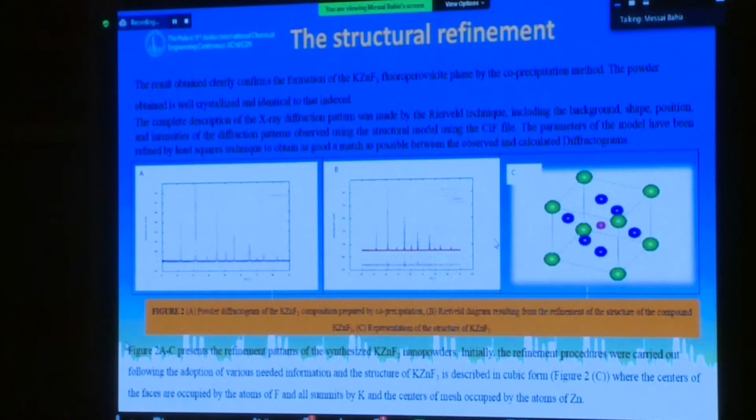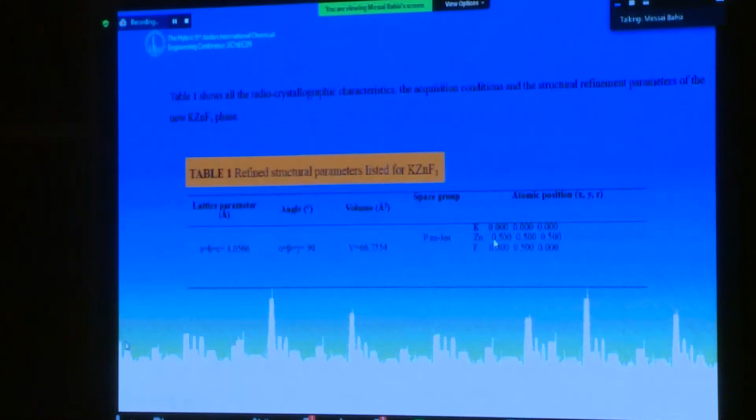Table number 1 shows the radiocrystallographic characteristics and the accuracy conditions of the structural reference parameters of the new KZnF3, which give us information about the parameters, the angles, the volume of the cube, the space group, and the atomic positions.